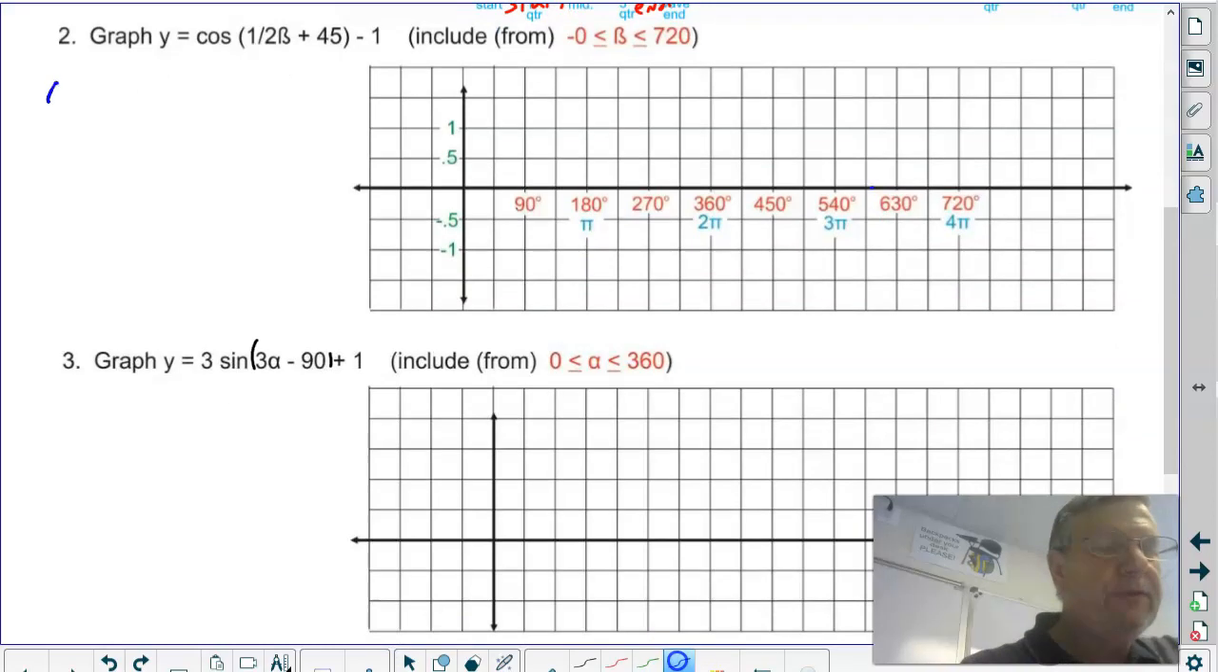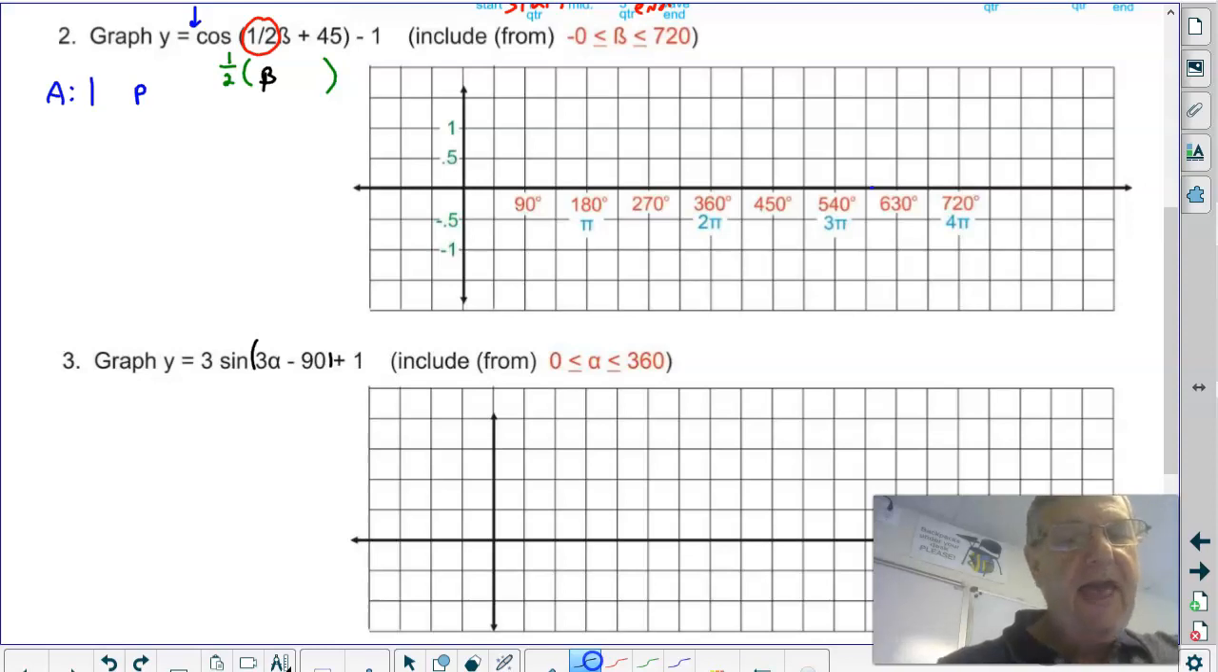And again, I want to start with my amplitude. The amplitude on this one is a 1, right? It's not shown, but we know it's a 1. All right, now to get my period, I have to be careful here. I must factor out this half. I'm going to do it in green. So this is half times the quantity of beta. And then if I factor out a half from a 45, I have to make it a 90. Okay? Now I still have that minus 1 in the back, right? And you still have the cosine here in the front.